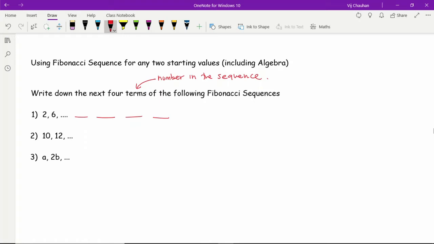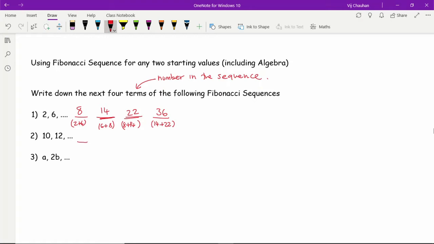So for this one here, I'm going to add 2 plus 6, which is 8, and I'll just write what I've done in little brackets there. For the next number, I'm then going to add the next previous two numbers, so that's going to be 6 plus 8, which is 14. The next number for this one here, I'm going to add 8 plus 14, which is 22. And for the fourth number, I'm then going to add 14 plus 22, which gives me 36.